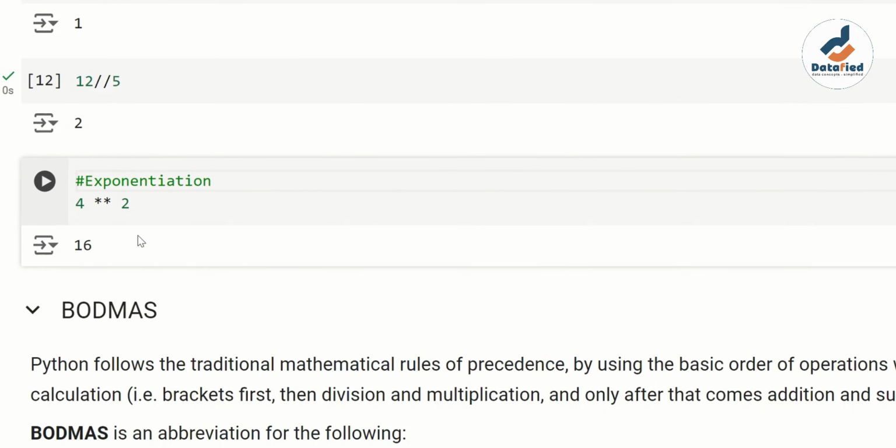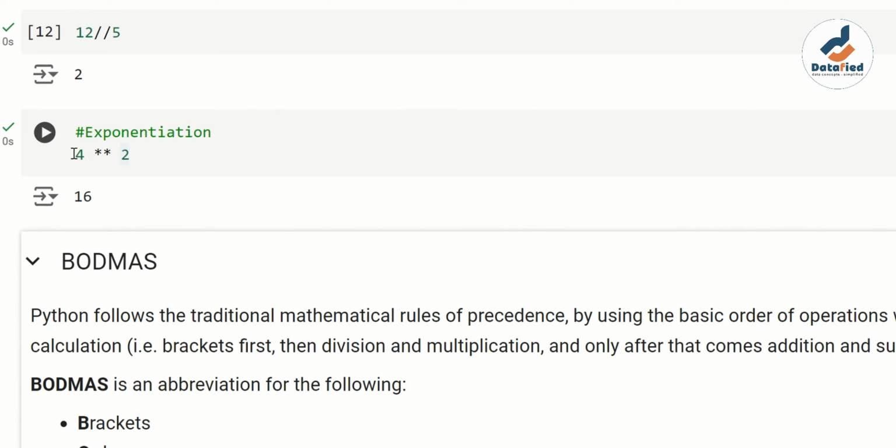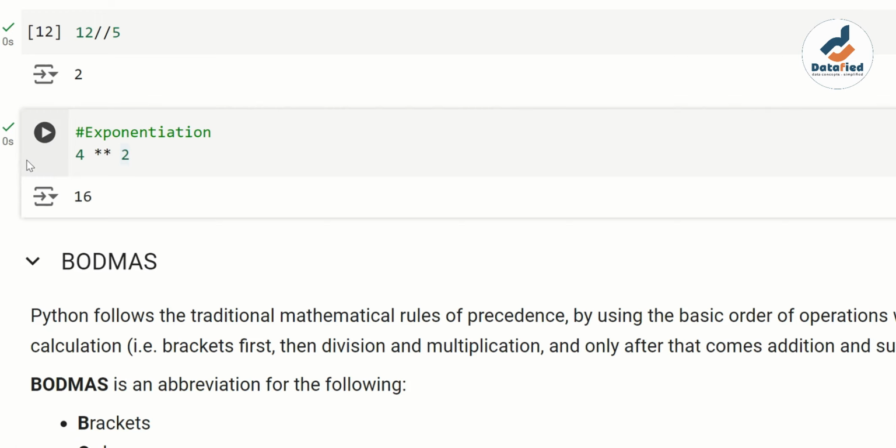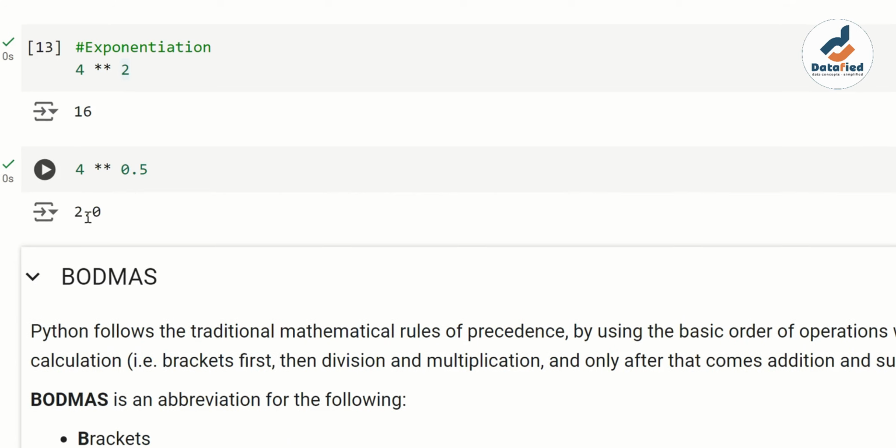Now for exponentiation, or exponent, we use double asterisk like we said earlier. That's 4 double asterisk 2, which is 16. 4 raised to power 2 is 16. If I want to take the square root of 4, I simply say 4 double asterisk 0.5. This is simply saying 4 to the power of 1 over 2, and that gives 2, right? So the answer should be 2.